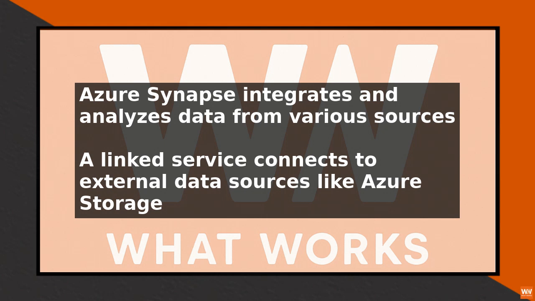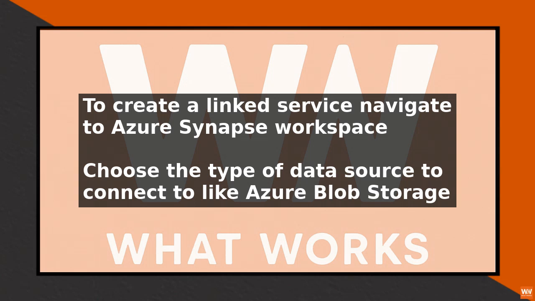Step 1. Define the link service. To create a link service, navigate to the Azure Synapse workspace and click on the Manage tab. Then, click on Link Services and select New Link Service. Choose the type of data source you want to connect to, such as Azure Blob Storage or Azure SQL Database.